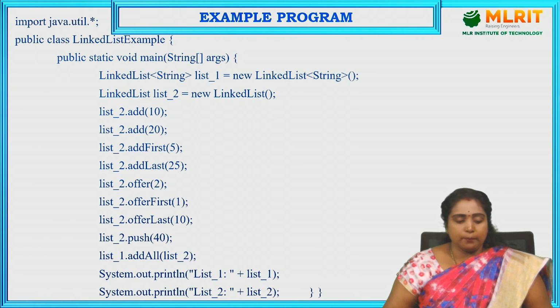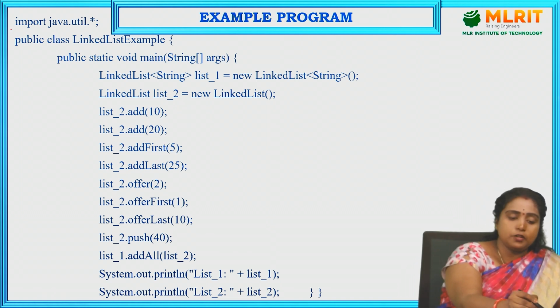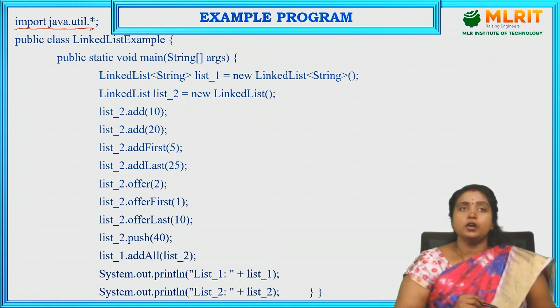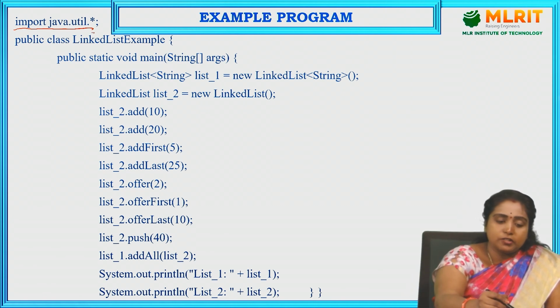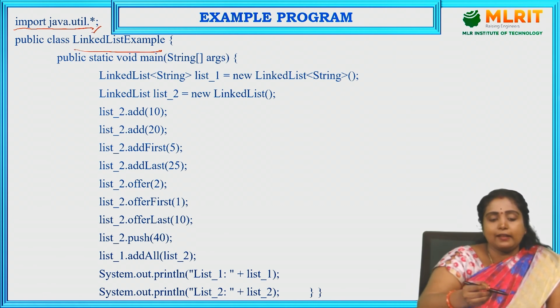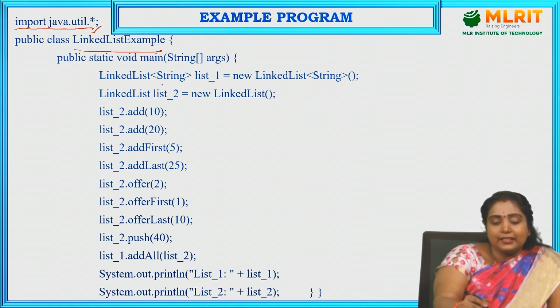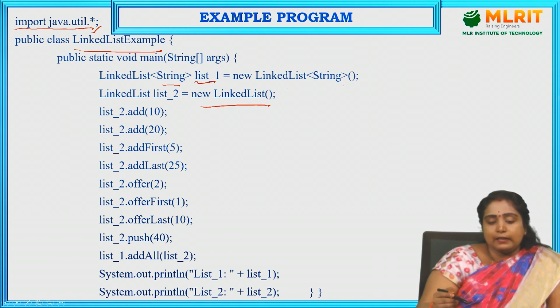Coming to the program. So for the addition, I have given the program here. In order to use the LinkedList class, you have to import java.util.*. So java.util.* you have imported. Next, what was my class name? LinkedListExample. And in the main, I just created a List of String, list1, and list2 directly as a new list.